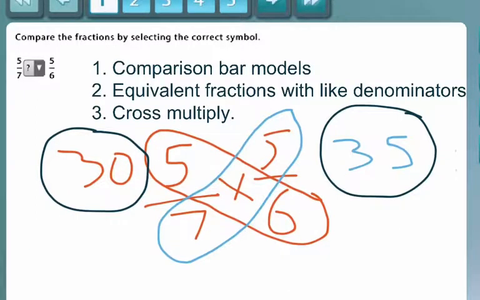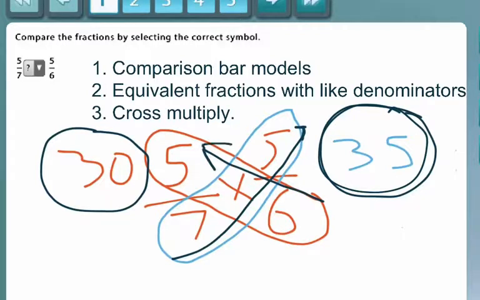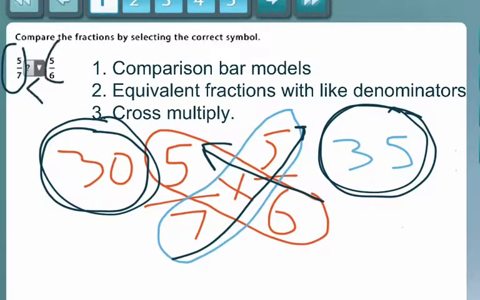Here I'm showing cross multiplication as the third strategy. What you do is you multiply the denominator times the numerator of the other fraction and get the total, and the other denominator times the numerator of the other fraction and write the total. And you can see here that 30 is less than 35. That would mean that 5/7 is less than 5/6.